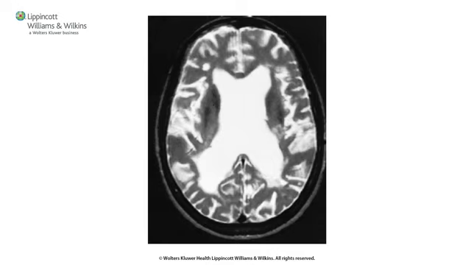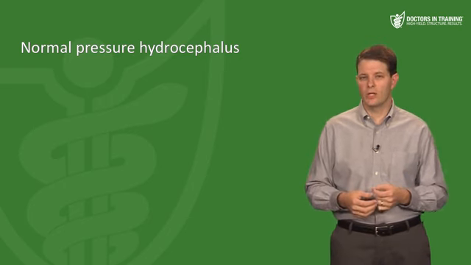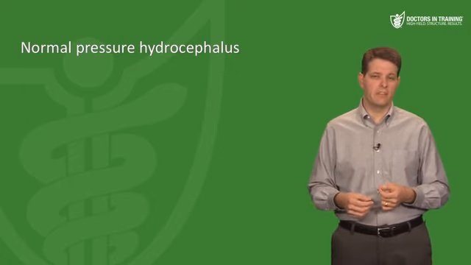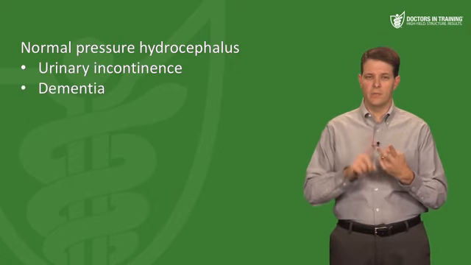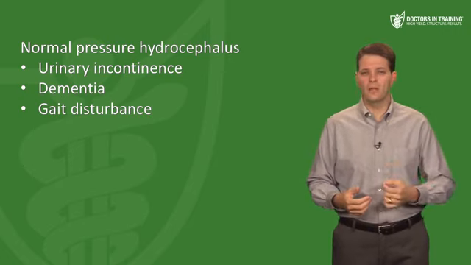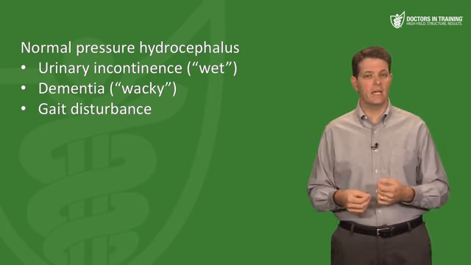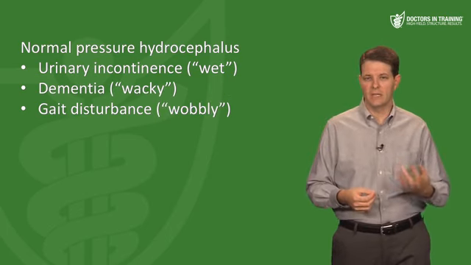But there's still no obstruction of flow within the ventricular system. And in order to recognize normal pressure hydrocephalus, you need to know the triad of symptoms: urinary incontinence, dementia, and gait disturbance. Now, the mnemonic here for this is wet, wacky, and wobbly. So wet is that urinary incontinence, wacky is the dementia, and wobbly is the gait disturbance.